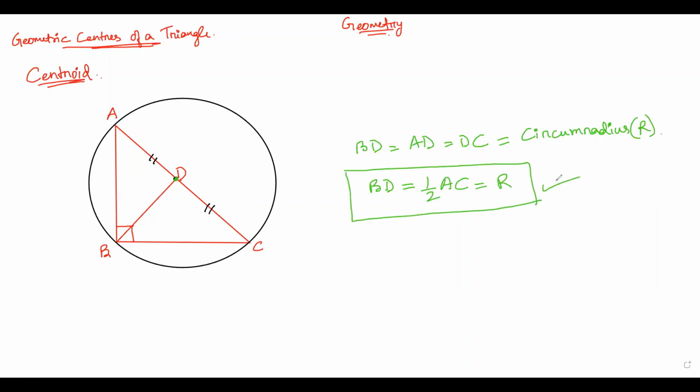So in a right angle triangle, the length of the median drawn to the hypotenuse is equal to half the hypotenuse and is also the circumradius of the right angle triangle.